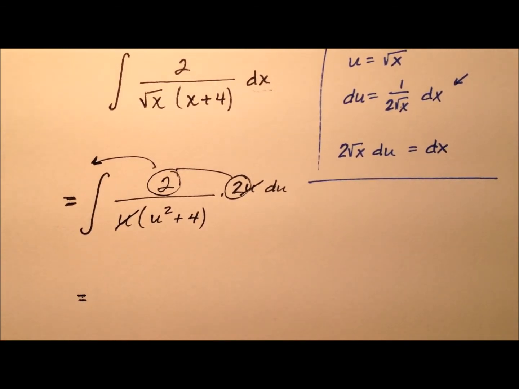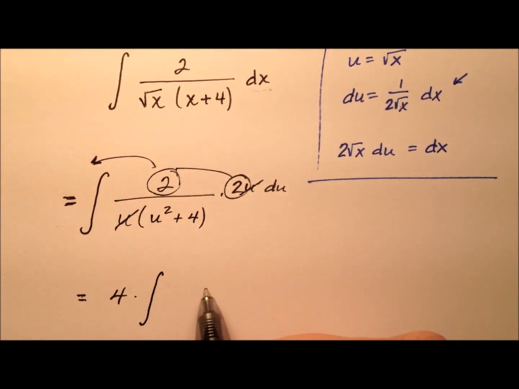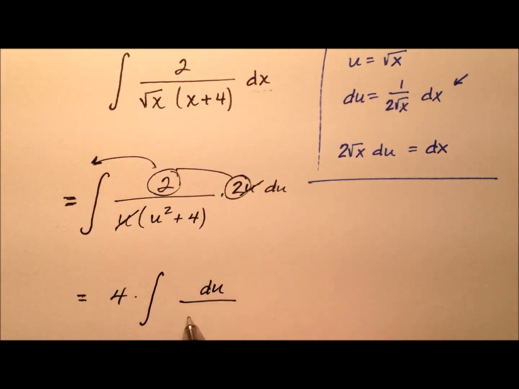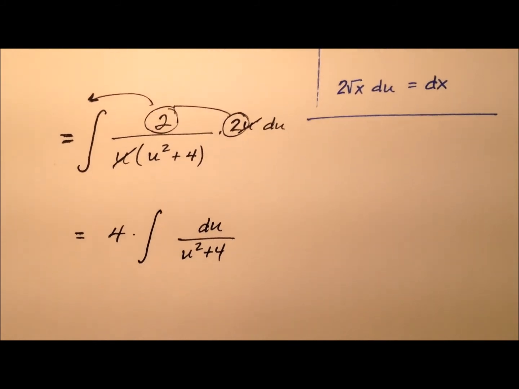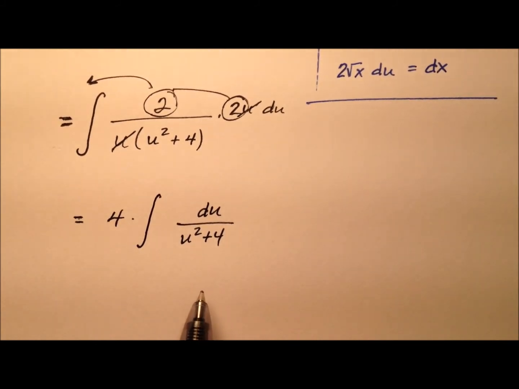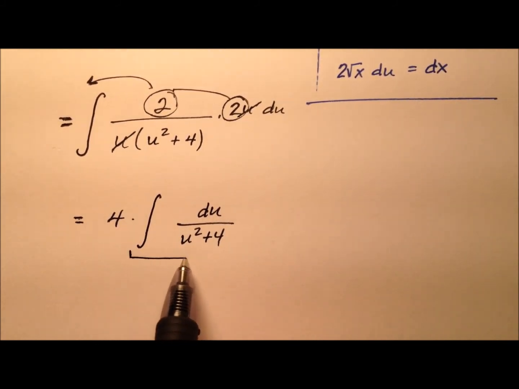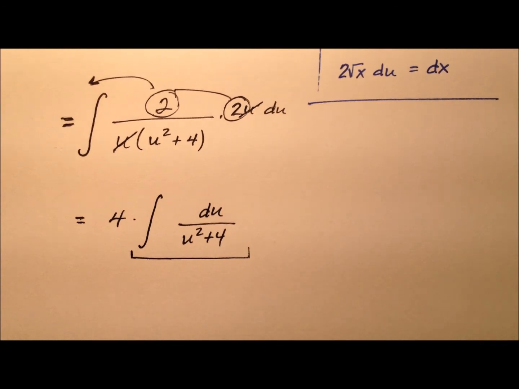So when we rewrite this now, let's see what we have. We have this 4 out front times this integral, du over u squared plus 4. Okay, well this isn't too bad, especially because this form right here takes on one of the forms of the integral rules that you typically see in the front cover of your calculus book, which let me write down real quick for you.